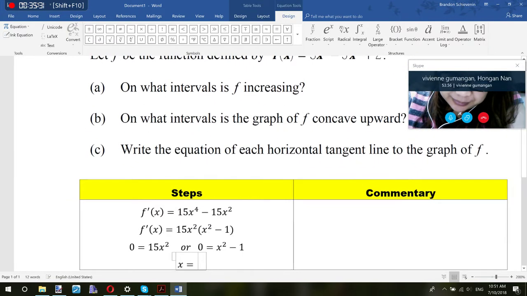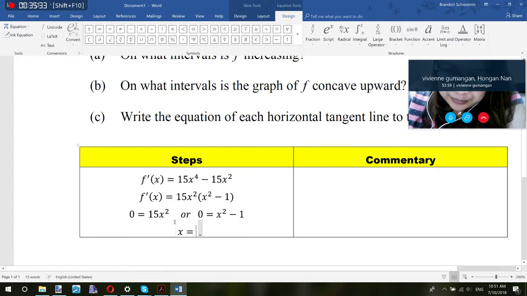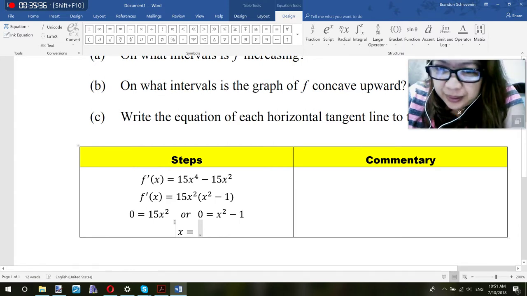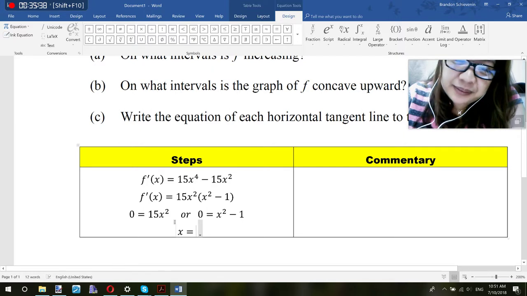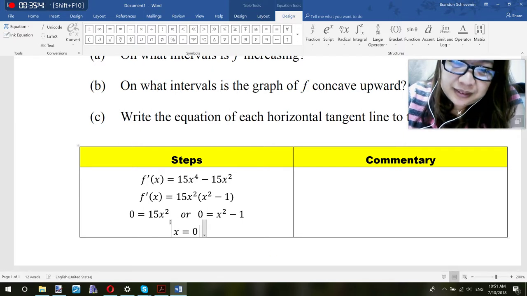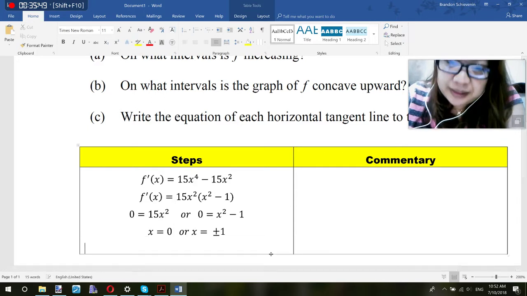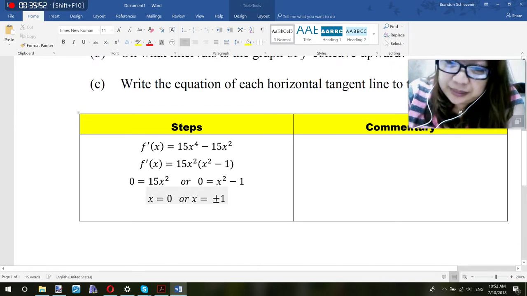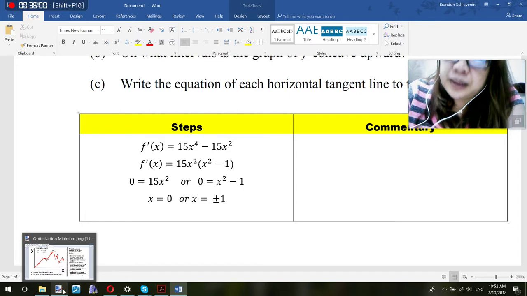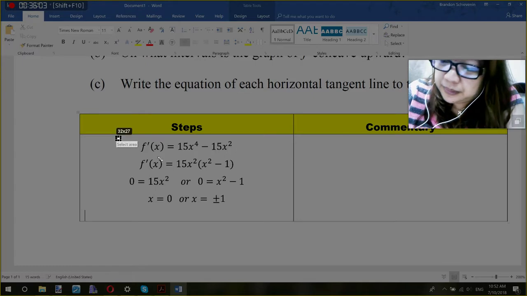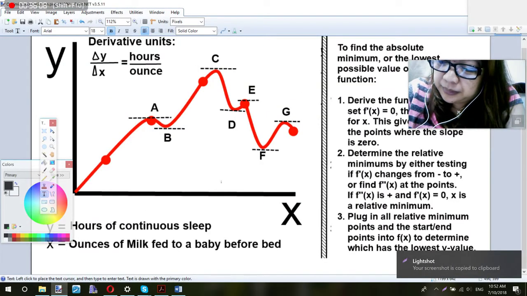What values of x will make this equal to 0? Okay, so x equals 0 or x equals positive or negative 1? Negative and positive. Awesome. So I've got 3 points where this is equal to 0. So that means I've got 3 points that I need to test. So I'm going to draw out a number line really quickly, and we'll test this.